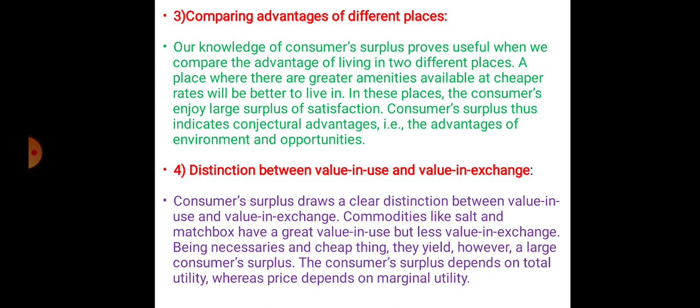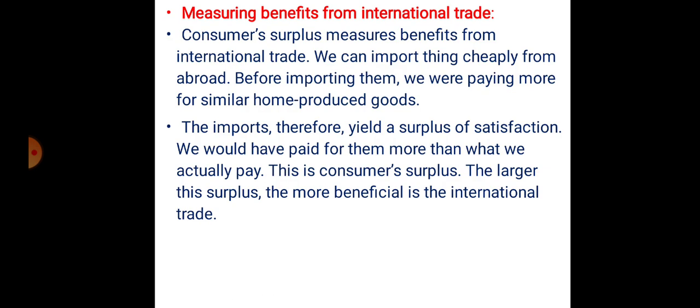Fourth importance: distinction between value in use and value in exchange. Consumer surplus draws a clear distinction between value in use and value in exchange. Commodities like salt and matchbox have a great value in use, but less value in exchange. Being necessaries and cheaper things, they yield more satisfaction. They yield more consumer surplus. The consumer surplus depends on total utility, whereas price depends on marginal utility. So, this is the difference between total utility and marginal utility.